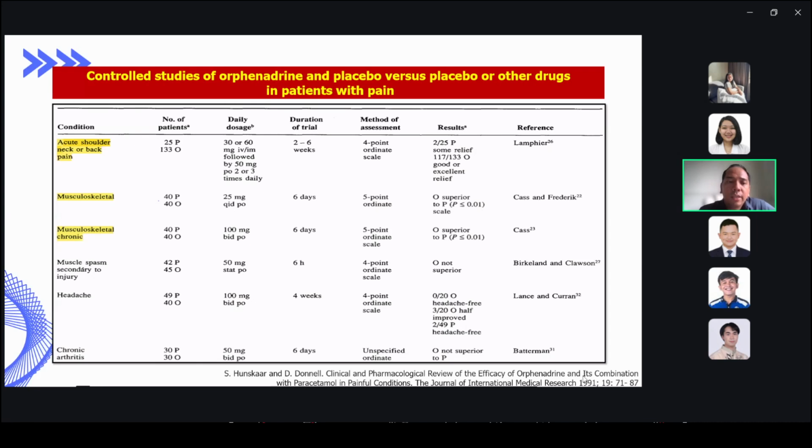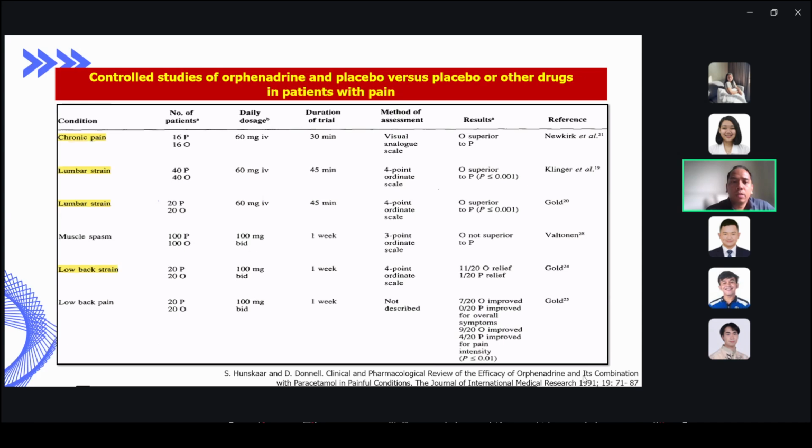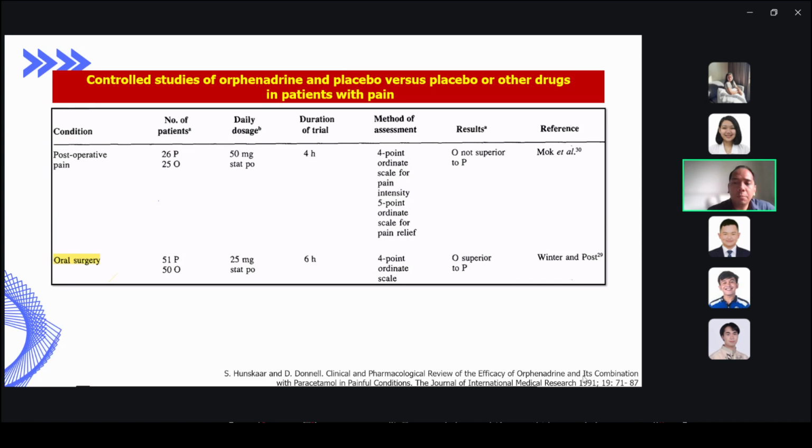So acute shoulder, neck, back pain involves, yung naka-highlight yan yung may superiority of your orphenadrine against patient with acute back pain or neck pain, with musculoskeletal spasm, and with chronic pain. It's also studied among patients with chronic pain, lumbar strain, and low back strain, as well as patients having oral surgery. Okay?